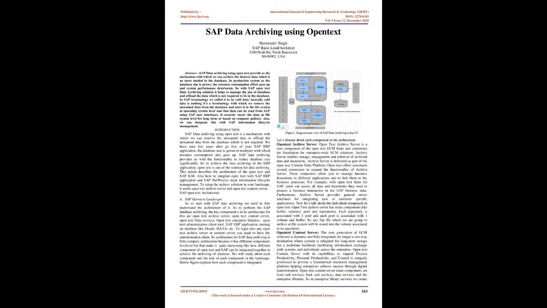Introduction. SAP data archiving using OpenText is a mechanism with which we can offload the unwanted data from the database which is not required. We have seen that a few years after go-live of your SAP ERP application, the database size has grown to terabytes, with which resource consumption also goes up. SAP data archiving provides us with the functionality to reduce database size significantly. To achieve the data archiving of the ERP application, OpenText is one of the solutions for data archiving.